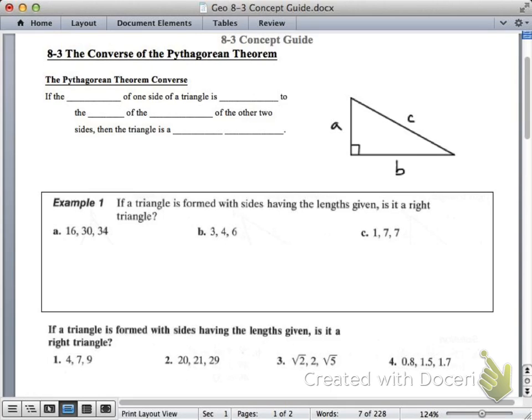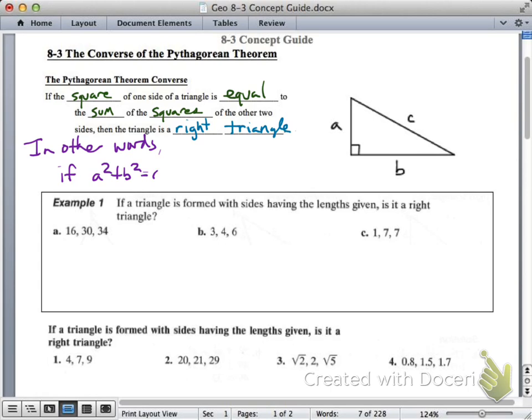The Pythagorean theorem converse: if the square of one side of a triangle is equal to the sum of the squares of the other two sides, then the triangle is a right triangle. Just literally flipping that around, which is what the converse, of course, does. So in other words, if A squared plus B squared equals C squared, then it's a right triangle. That is what the converse of the Pythagorean theorem is. It's just going the other way around.